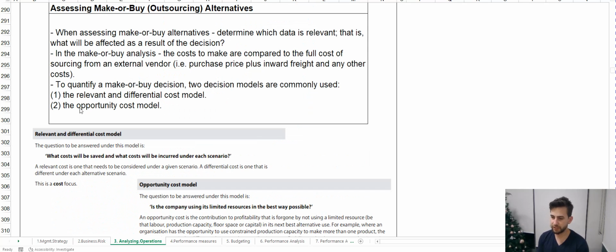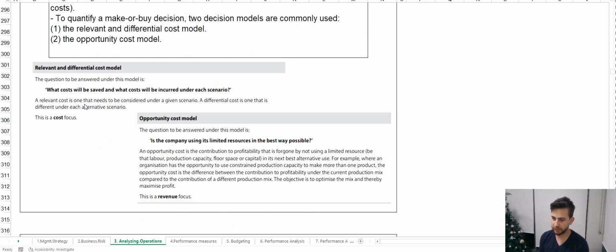Okay, so assessing make or buy alternatives. To quantify a make or buy decision, 2 decision models are commonly used. Number 1, the relevant and differential cost model, and number 2, the opportunity cost model. So under the first one, the relevant and differential cost model, the question to be answered under this model is what costs will be saved and what costs will be incurred under each scenario. So it's a cost focus.